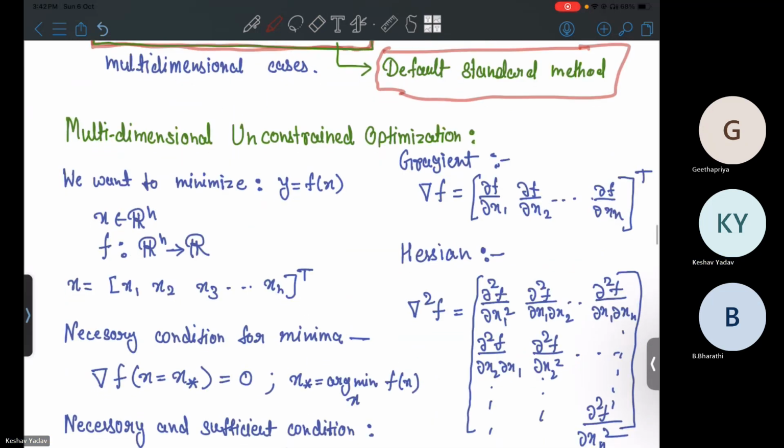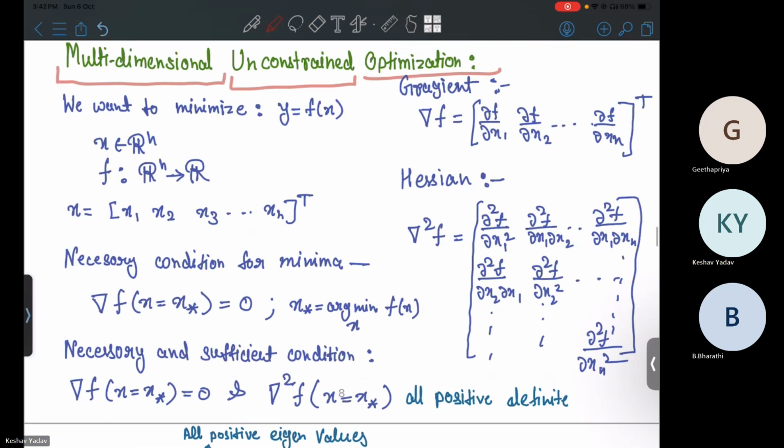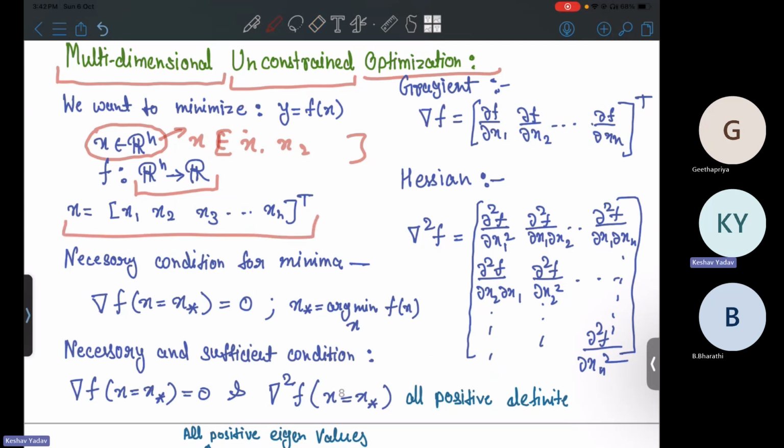Now, if we move towards the multi-dimensional unconstrained optimization problem, in that case this x is not a scalar, it is a vector. This x is a vector, and it belongs to some n-dimensional real space, and this f is defined from Rn to R. So x is defined like that.